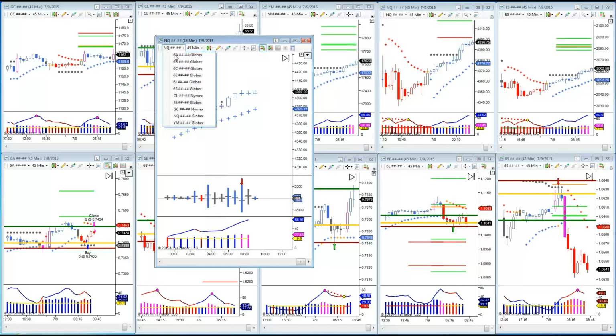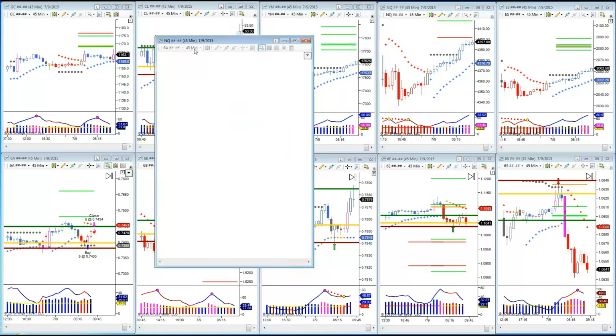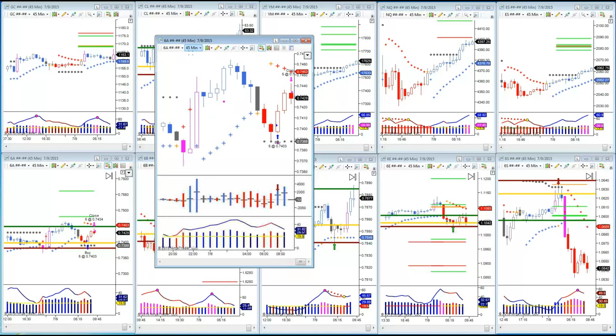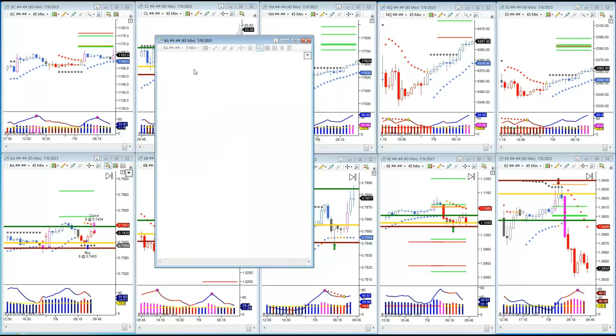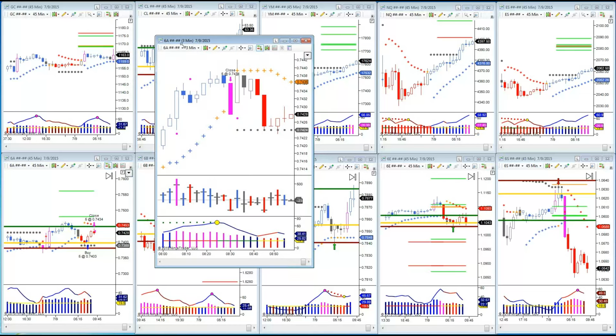All right, let's go back to the Aussie. The Aussie is a good one to use to explain this because it has substantial gaps on it. Let's get down to 3 minute. This is just a great example of a gap. Price closed here. Price opened here. In between here, that's the gap. It gapped from 74.28 to 74.31.